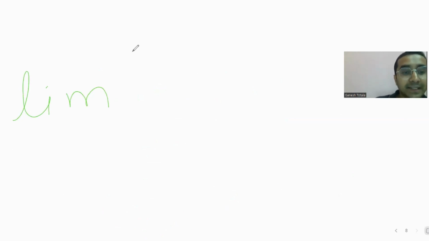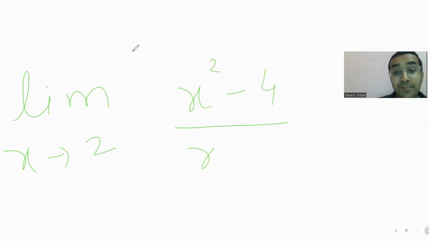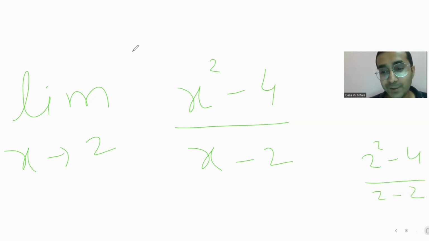Limit as x is tending to 2 of (x square minus 4) divided by (x minus 2). Now here, let's put the limits first and check if we are getting 0 by 0 form. So it will be 2 square minus 4 divided by 2 minus 2. So yes, we are getting 0 by 0.